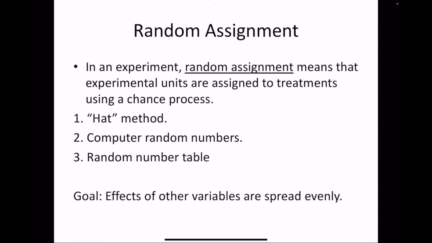So in this random assignment, as we've talked about before, one of the ways to do it is called the hat method. That means assign everyone a number, put those numbers in a hat, and select the numbers out of the hat. You can do this in computerized ways. You can do it on random.org. You can do it on a graphing calculator. You can also use a random number table. And the idea is that if there is a bias or if there isn't something going on, at least randomizing spreads that effect out evenly.